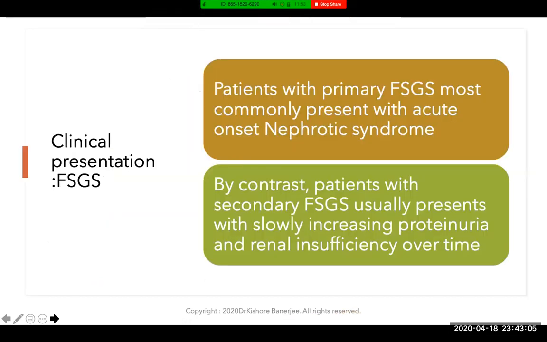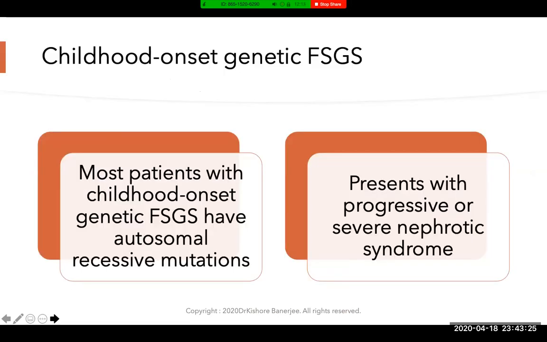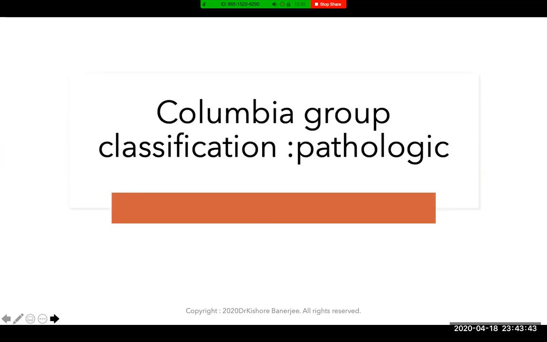Clinical presentation of FSGS: patients with primary FSGS mostly present with acute onset nephrotic syndrome. As I mentioned, 20 to 30% of cases of nephrotic syndrome are usually due to primary FSGS. Secondary FSGS has a little bit of variation, in that it is usually of chronic, insidious onset, and slowly increasing proteinuria is noted. In case of childhood onset genetic disorder associated FSGS, we usually see childhood onset FSGS. They can have an autosomal recessive mutation, and can also have a dominant one, and patients usually present with progressive or severe nephrotic syndrome. So in a nutshell, FSGS typically presents with nephrotic syndrome, the key prime cause of nephrotic syndrome.